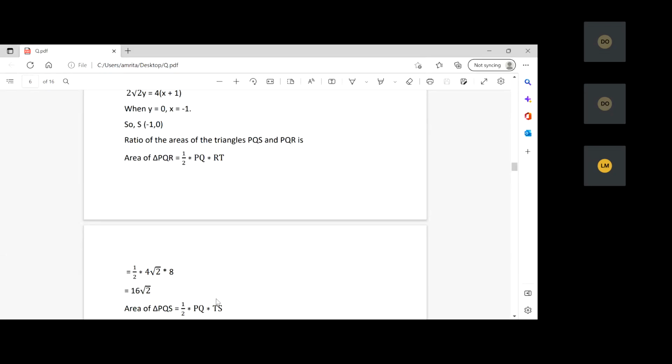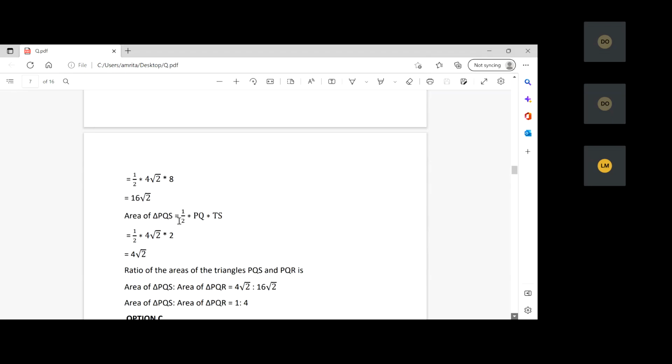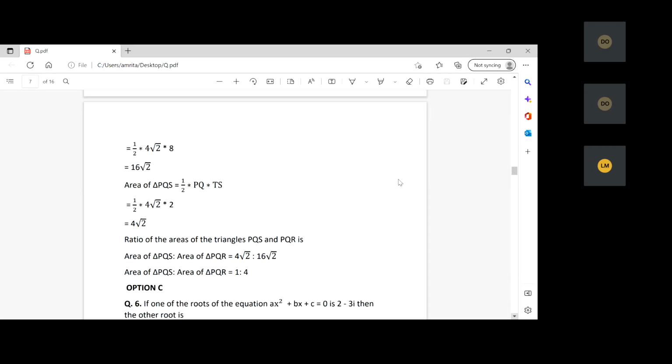For the first one, the area of PQR is 1/2 into 4 root 2 into 8, which is 16 root 2. Similarly, the area of triangle PQS is half into PQ into TS. You know T, S, Q and P. So the second area is half into 4 root 2 into 2. When you have the distance between (minus 1, 0) and (1, 0), it's easy to find. Now you have the area as 4 root 2. So the ratio PQS to PQR is 4 root 2 to 16 root 2, which is 1:4. So this is how you answer this question, and the correct answer is option C.